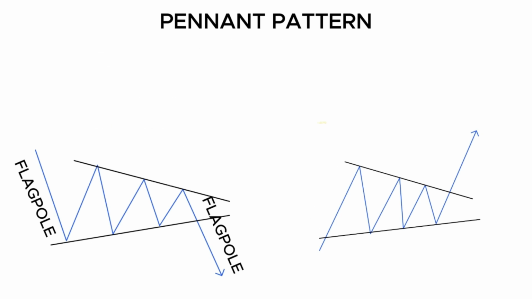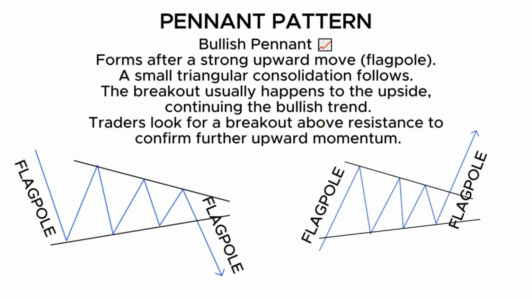A bullish pennant forms after a strong upward move, the flagpole. A small triangular consolidation follows. The breakout usually happens to the upside, continuing the bullish trend. Traders look for a breakout above resistance to confirm further upward momentum. Both patterns rely on volume confirmation. A spike in volume during the breakout helps validate the move.